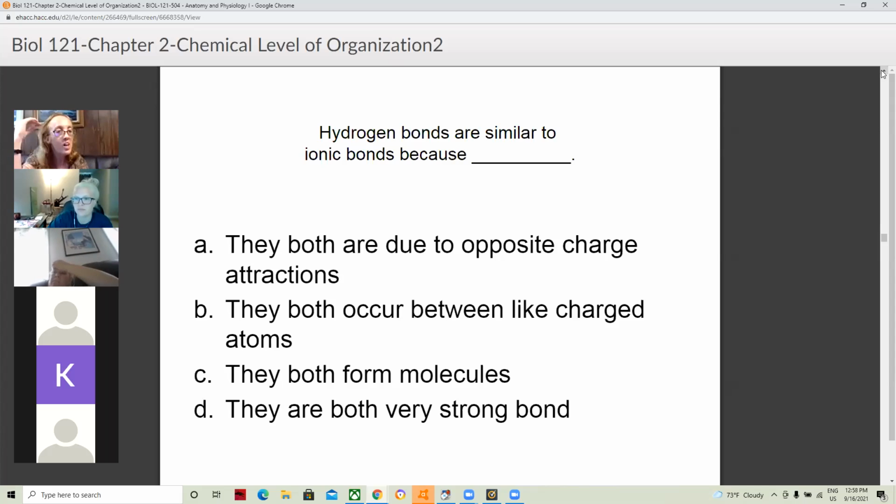So the partial positive charge on the hydrogen is attracted to what on another atom? The partial negative. And why does that other atom have a partial negative charge on it? Because it has an odd number of electrons. Well, if it's an electronegative atom, what does that mean?